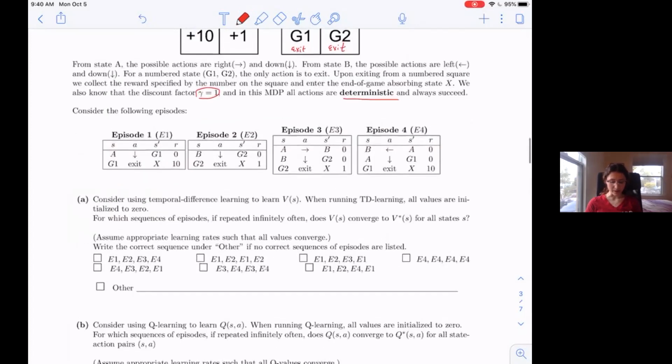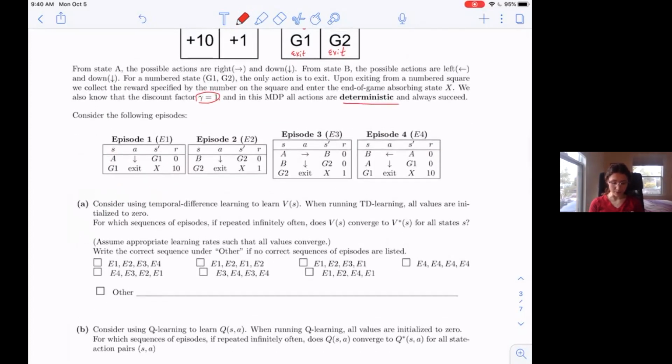And the first question we're faced with is, using temporal difference learning, we want to learn the value function V of s. When running temporal difference learning, all values are initialized to 0. And now we have a question which asks, for which sequences of episodes, if repeated infinitely often, does the value function that we're learning with temporal difference learning converge to the optimal value V star for all states s?